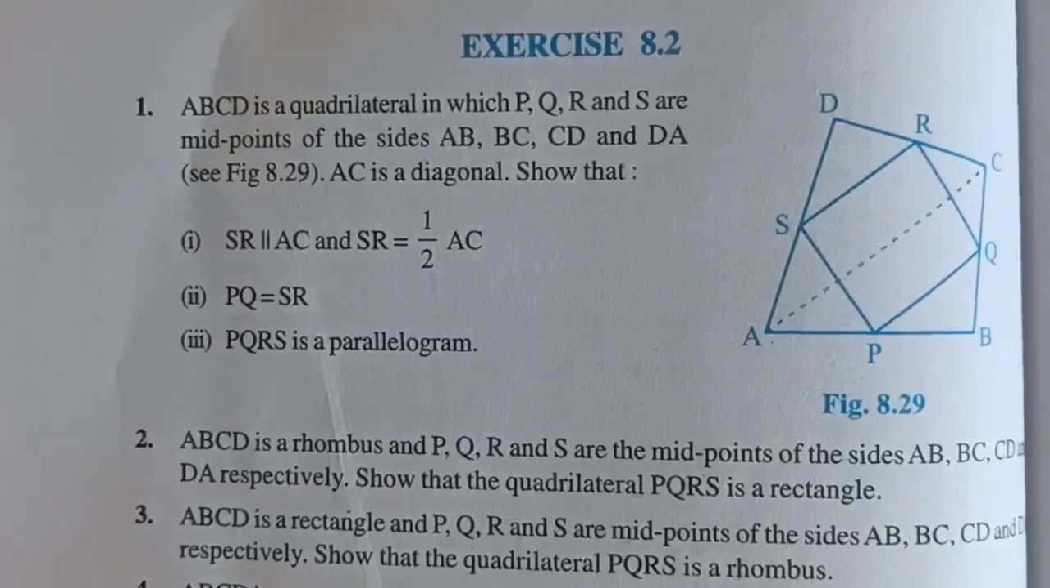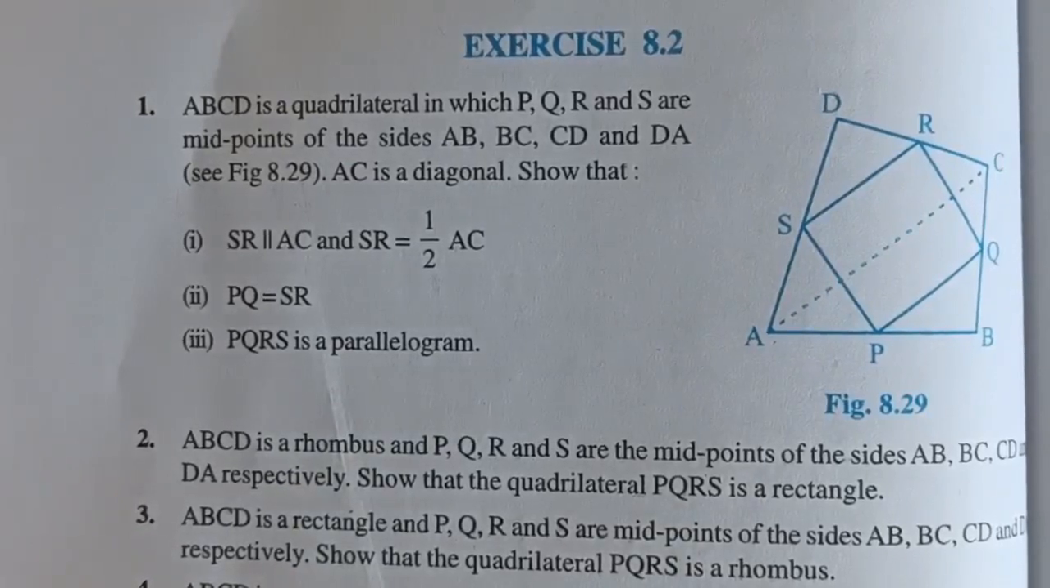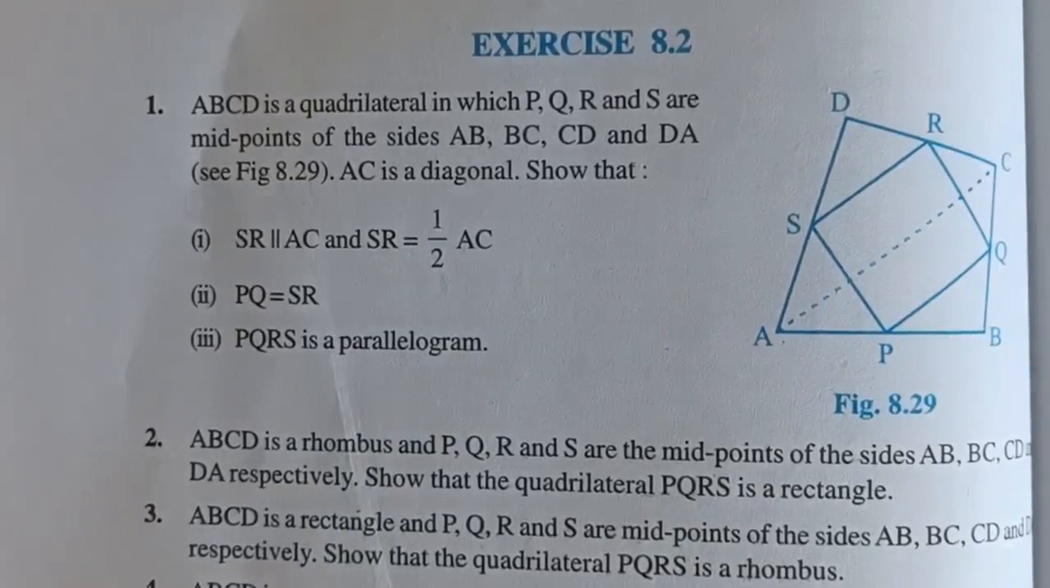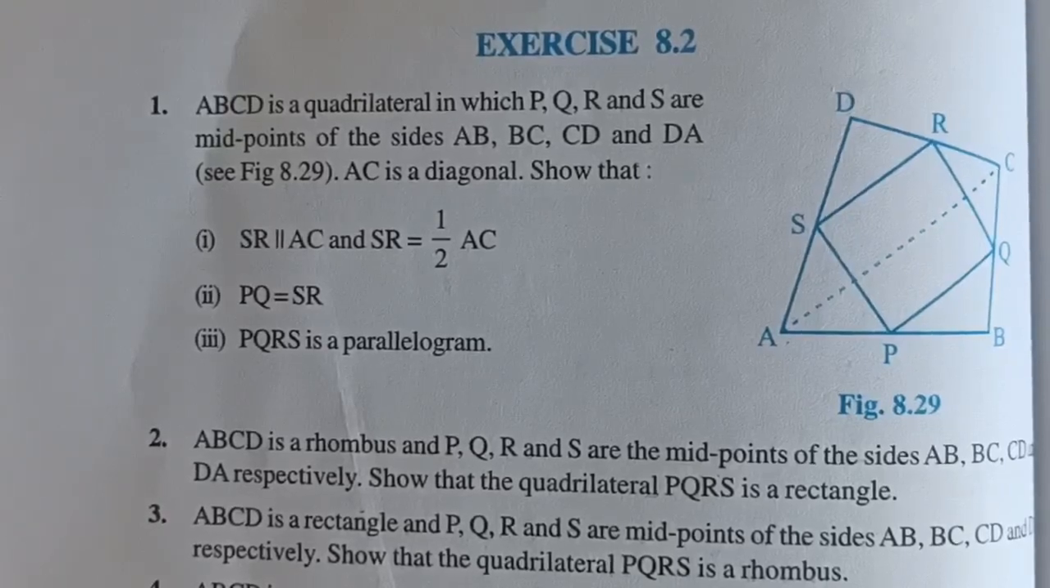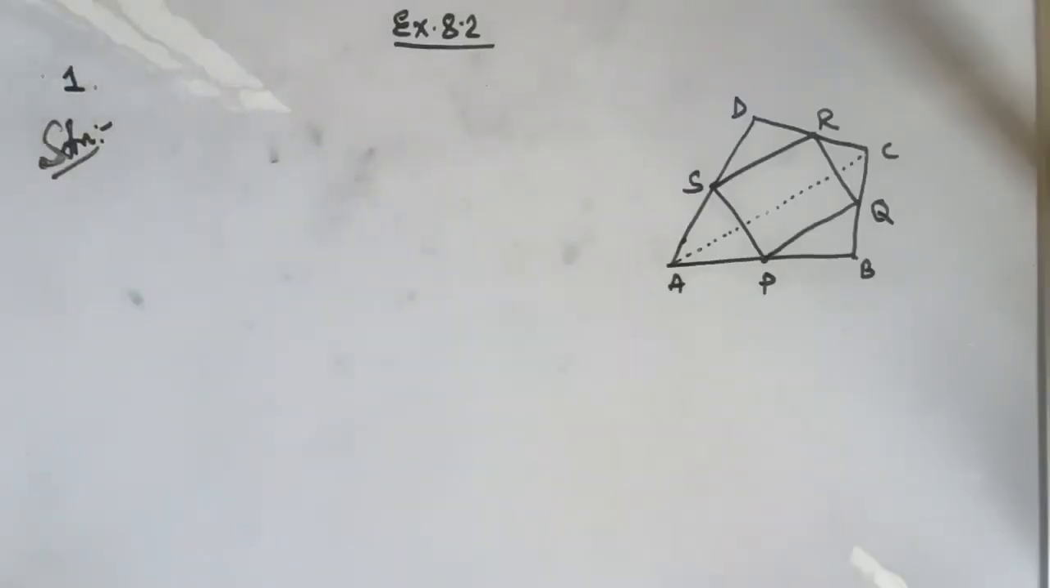Next, exercise 8.2, question number 1. ABCD is a quadrilateral in which P, Q, R, and S are the midpoints of the sides AB, BC, CD, and DA. AC is a diagonal. Prove that Roman number 1, SR is parallel to AC and SR is equal to half of AC. Roman number 2, PQ equals SR, and Roman number 3, PQRS is a parallelogram. So question number 1, solution.